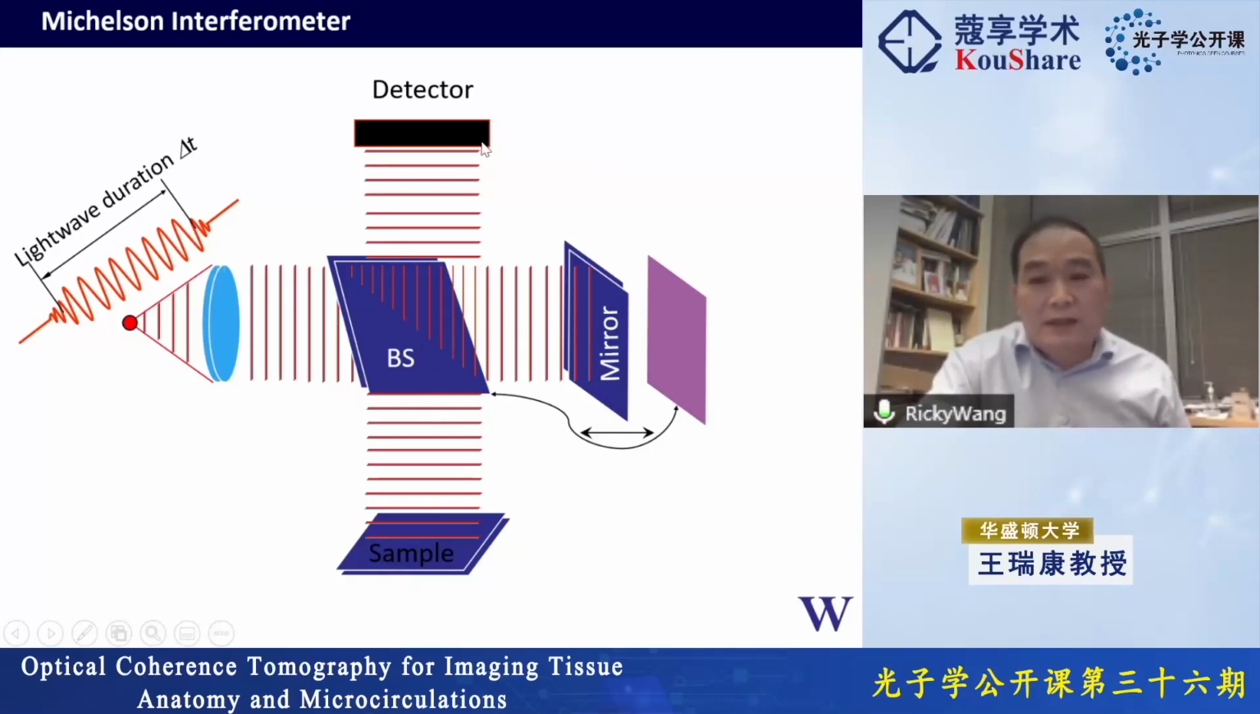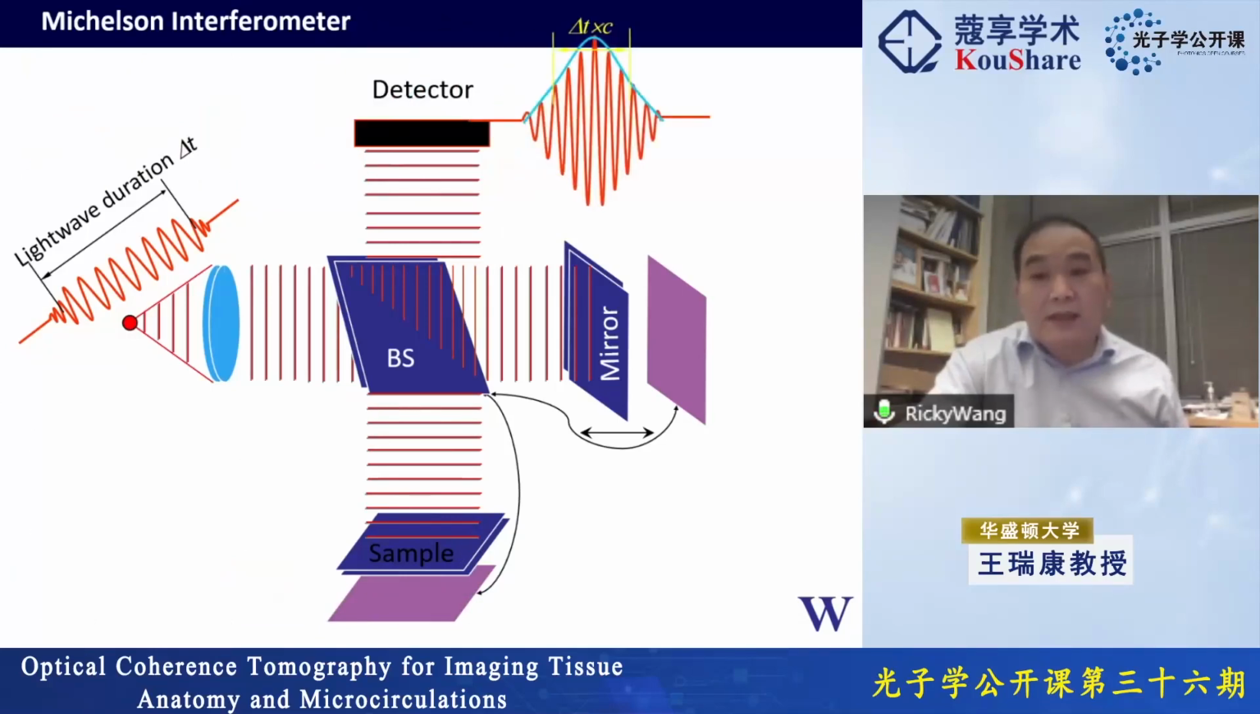Now, if I put this reference mirror 1 micron away, and this position is fixed, I still want to see the signal mixing at your detector. So what can you do? The only way, I think, is to move my sample, right? I move my sample by 1 micron away, okay? And then in this case, the optical path lengths in the reference arm and the sample arm are again matched to within the coherence length of the light source.